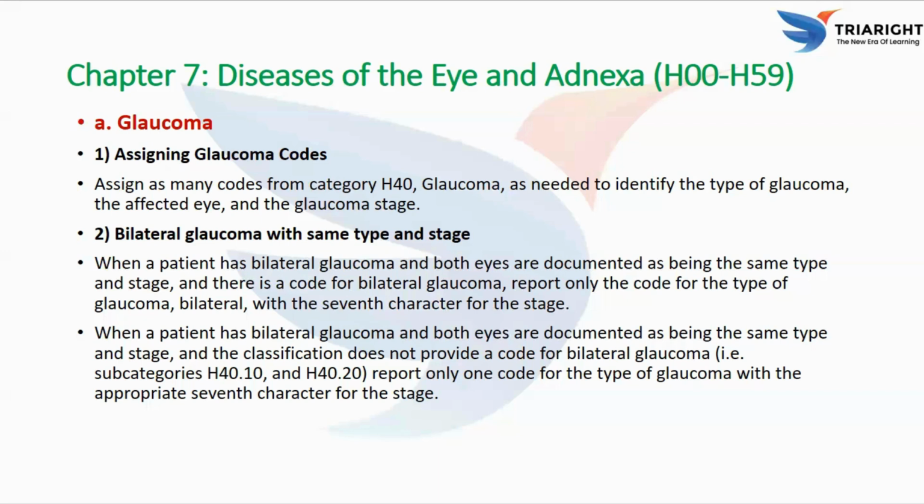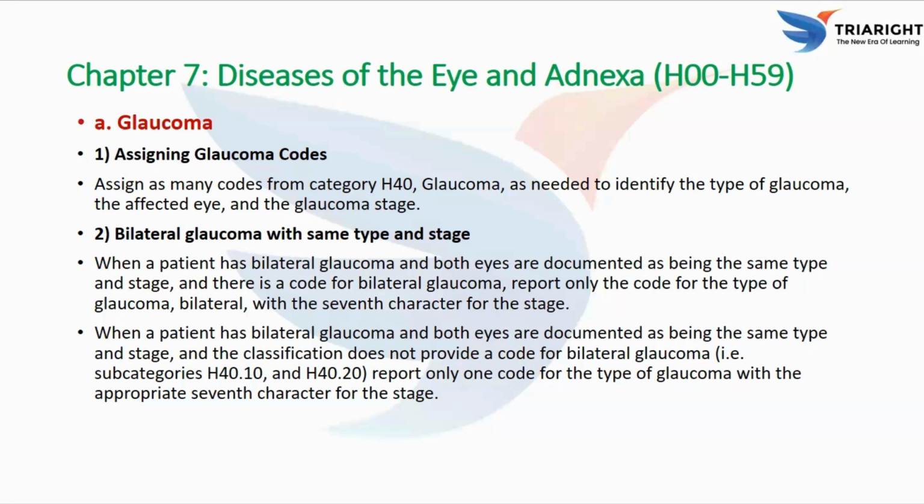And the second thing is laterality. Laterality means which side of the eye is affected. 1 for right eye, 2 for left eye, 3 for bilateral, and we give 9 for unspecified eye. And the third one is the stage of glaucoma, which is a 7th character. We assign 0 for the stage unspecified, 1 for mild stage, 2 for moderate stage, and 3 for severe stage, whereas 4 for indeterminate stage.